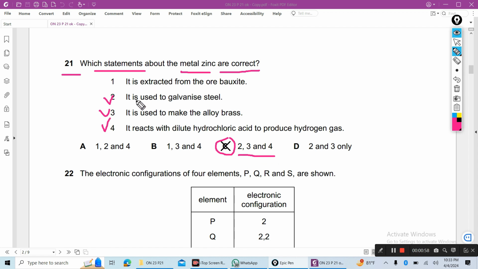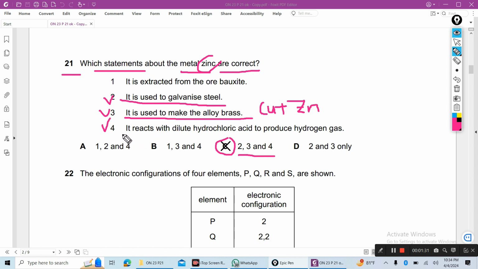Why? About zinc metal: it is used to galvanize steel. Yes, as a galvanizing metal, zinc is used; a layer of zinc is given. 3. It is used to make the alloy brass. Yes, brass is an alloy of copper plus zinc. So zinc is used to make an alloy.